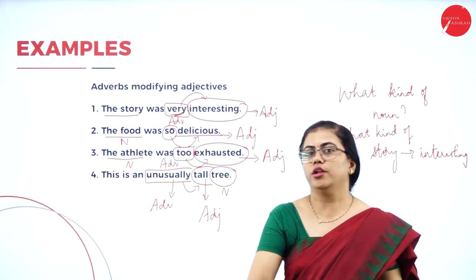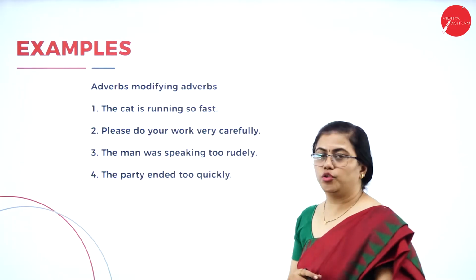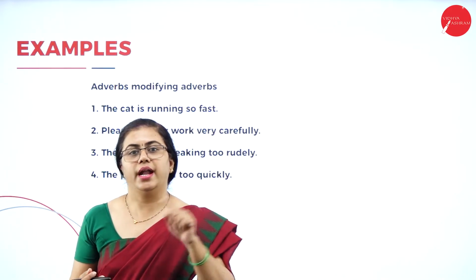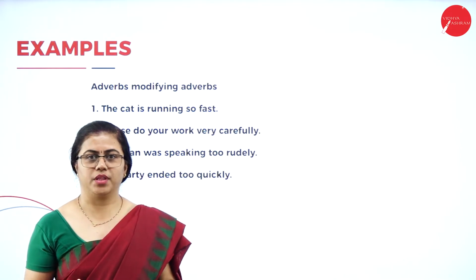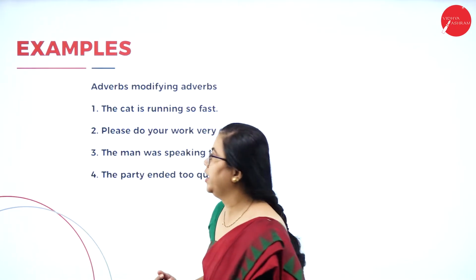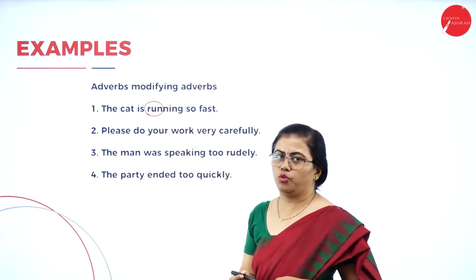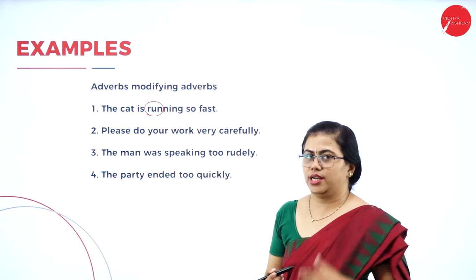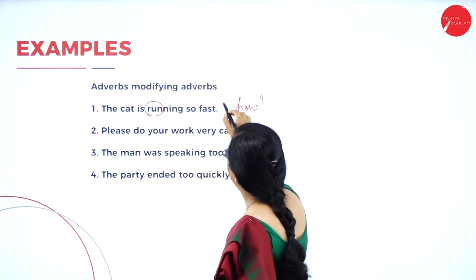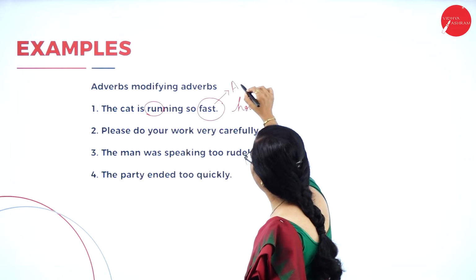Let us now move on to those words that modify other adverbs. Here what we have to do is, before identifying adverbs, we have to identify the verbs, because adverbs modify verbs also. First, let us identify the verbs in these sentences. Verbs are action words, as I already told you. The cat is running. Run is the verb over here. How is it running? I am asking how the work is happening. It is running fast. So fast becomes an adverb.